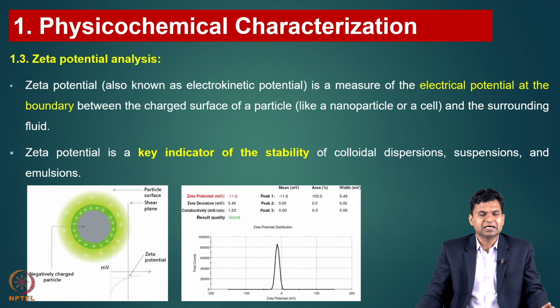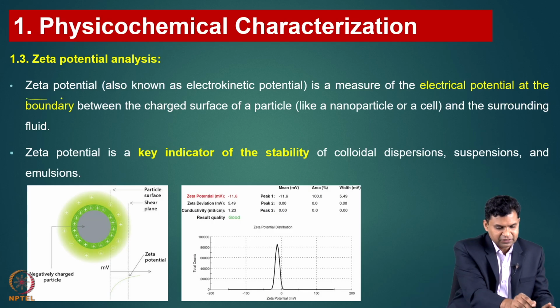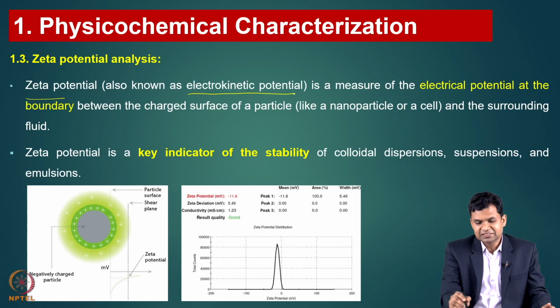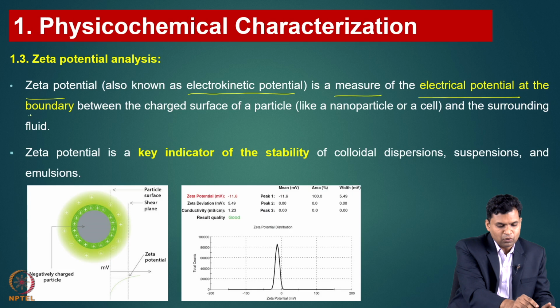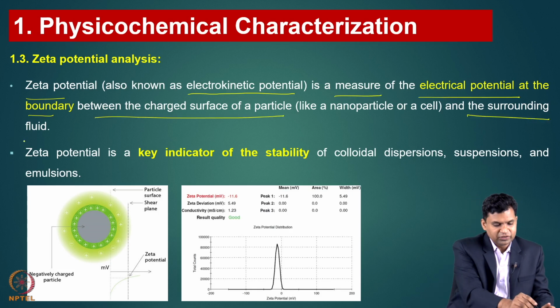Now, the third analysis, zeta potential analysis. With the same dynamic light scattering, you can also measure the zeta potential, but you need to change the cuvette, which will measure the electric potential of your formulation. So, what is the meaning of zeta potential? Zeta potential, also known as electrokinetic potential, is a measure of the electrical potential at the boundary between the charged surface of the particle and the surrounding fluid.